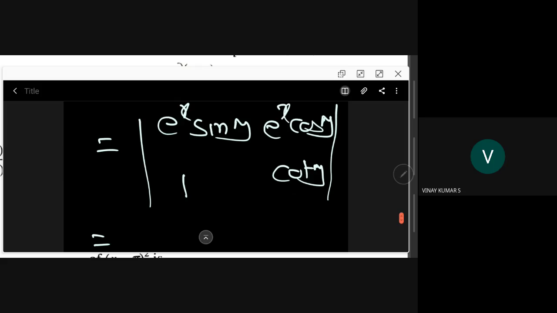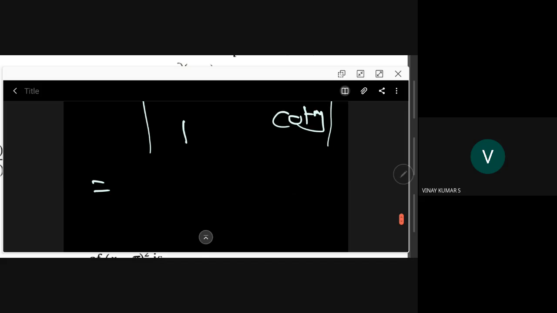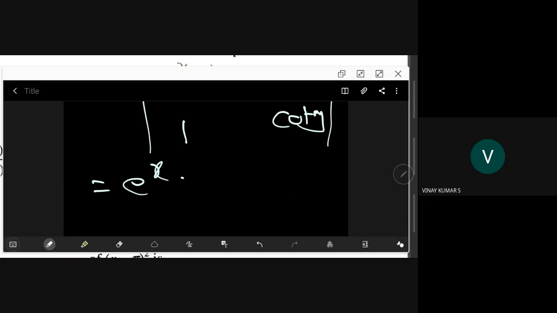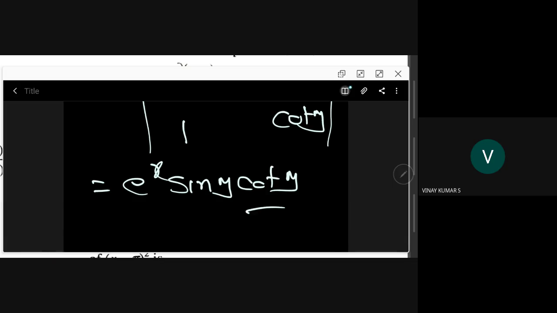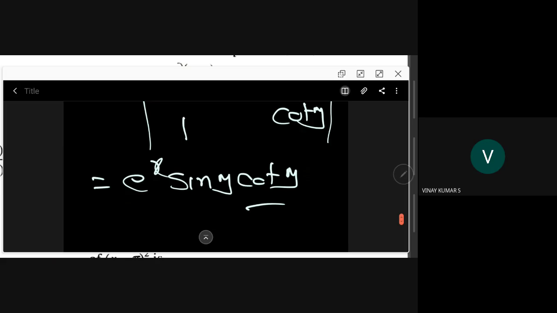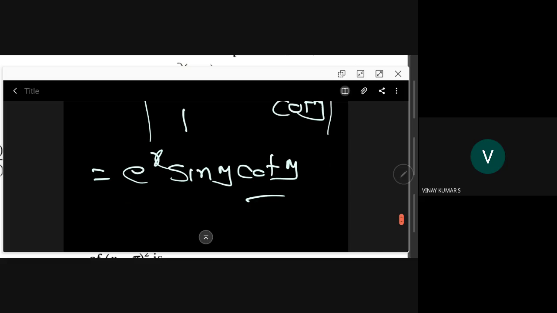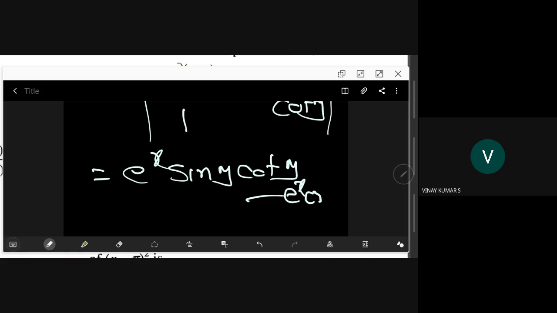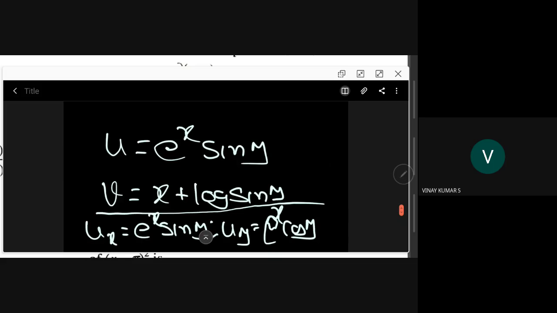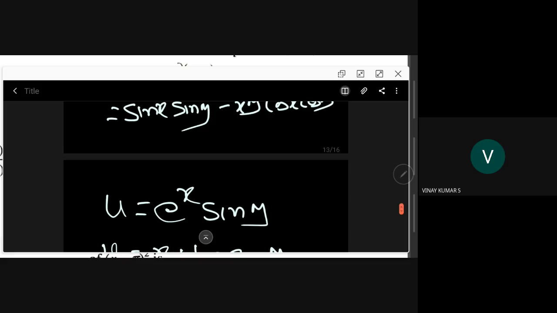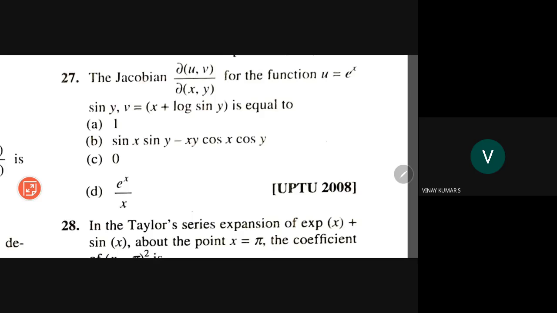So this is equal to e power x sin y cot y minus e power x cos y. So this is nothing but 0. This is 0. So 0, C is the answer.